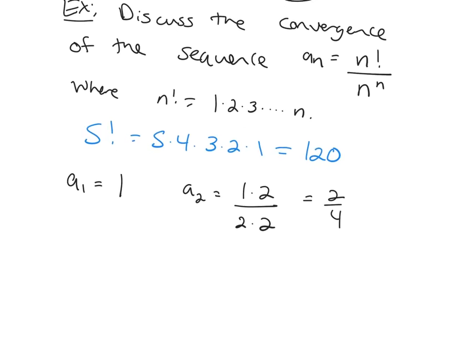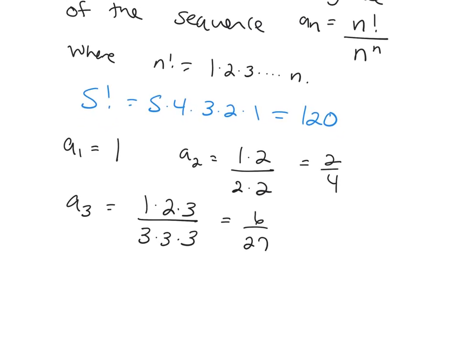Okay, let's write out A3. So 3 factorial, 3 times 2 times 1. Oh wait, I want to start with 1 in front. That's what I did on the last one. 1 times 2 times 3 over 3 cubed. So 6 over 27. So I think we want to think not simplified at first.